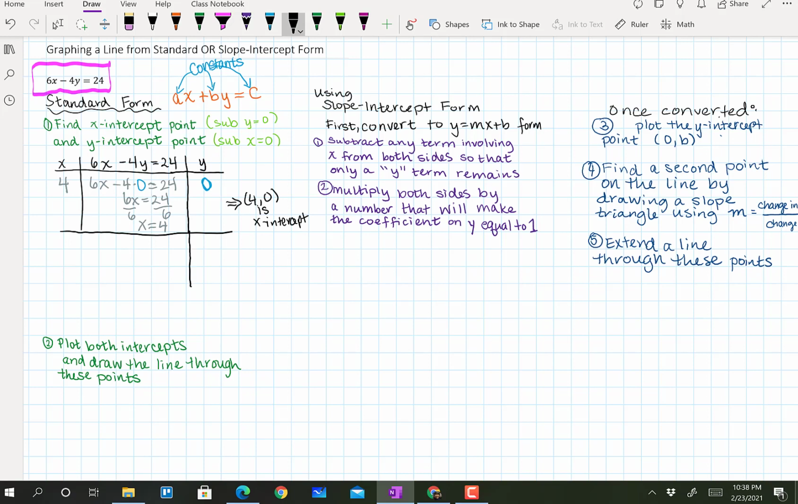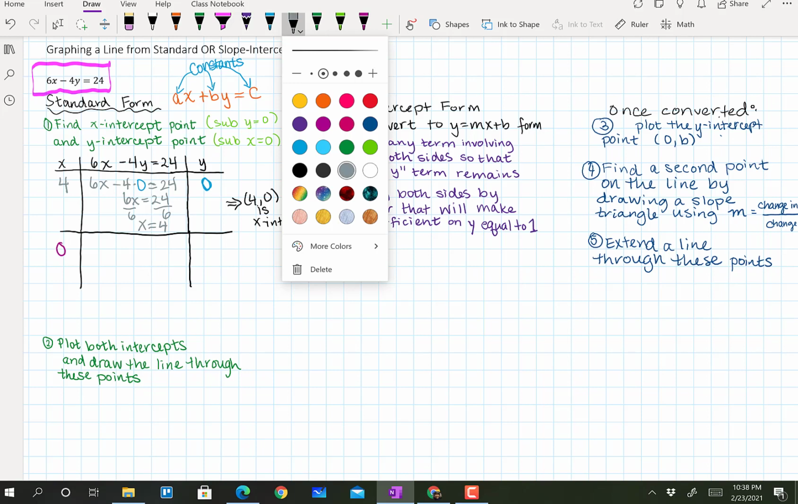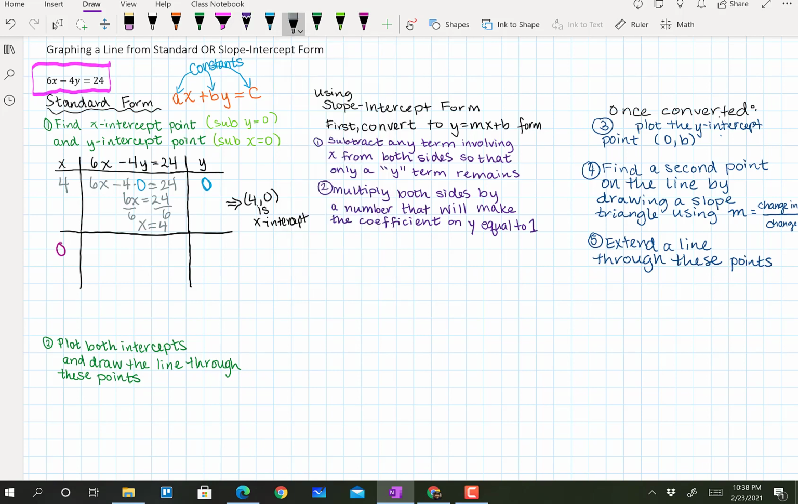Now we switch this process, and we're going to set in a value for x of 0. And once again, we're going to solve the linear equation after we substitute. So we have 6 times 0 minus 4y equals 24. Now the 6 times 0 term is 0 and disappears. So we're left with negative 4y equals 24.